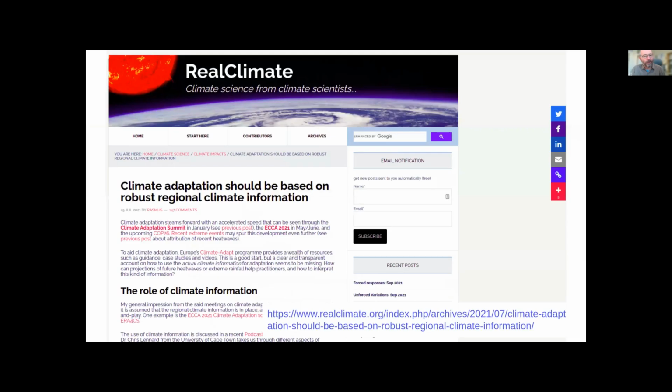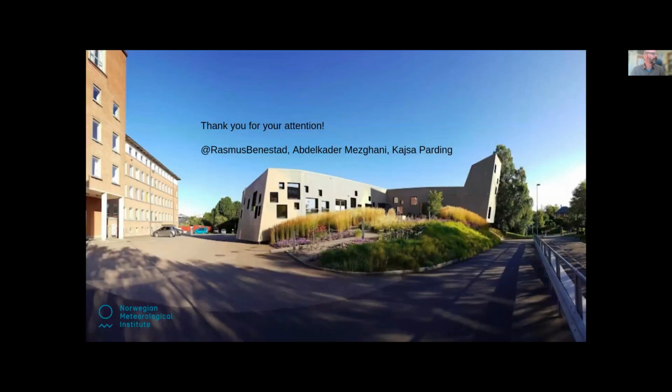Before we finish, I would also like to say that it's important that climate change adaptation is based on robust regional climate information, based on the calculations and the best data that we have, and the climate science as well. Sometimes we get the impression that climate change adaptation is not based on science, but is more based on goodwill. So that's it. Thank you for your attention.